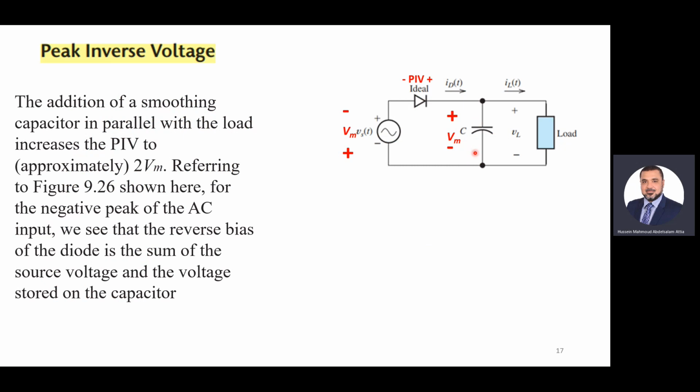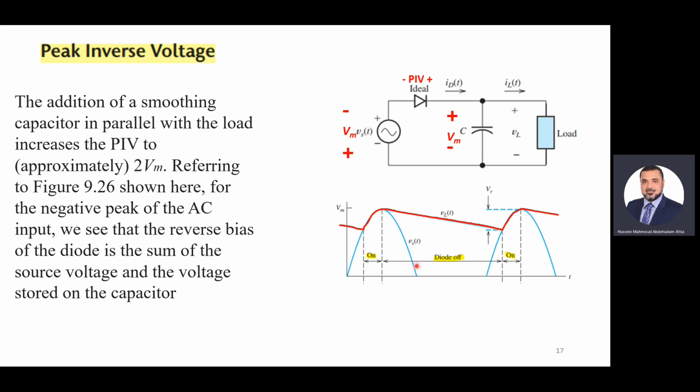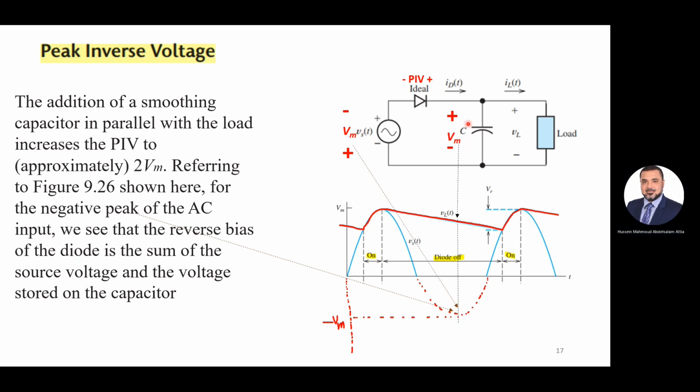What about if you have a capacitor? The same circuit, but I have a capacitor. Here, the diode will be reverse bias during this region, when the input is negative. The diode is off. So the maximum point, when the diode is off, is V maximum. The input will be negative V maximum, at the same time. The input is negative V maximum with this polarity, and the voltage across the diode is V maximum, this voltage.